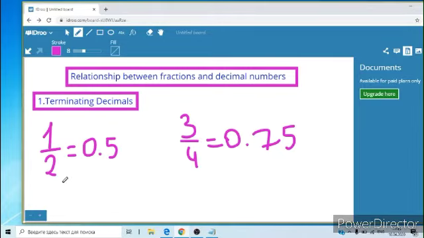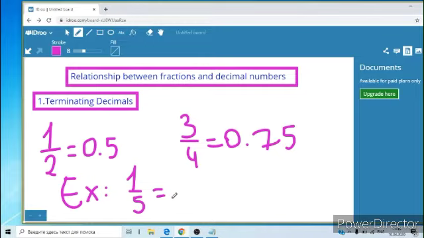So let us write an example. And we must write the fraction in decimal form. It will be 1 over 5. So how can we calculate this fraction and how can we change this fraction to a decimal?